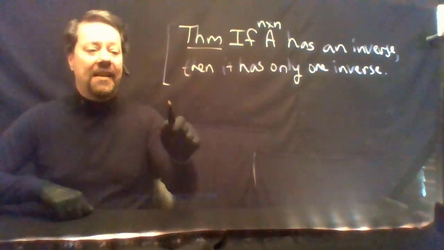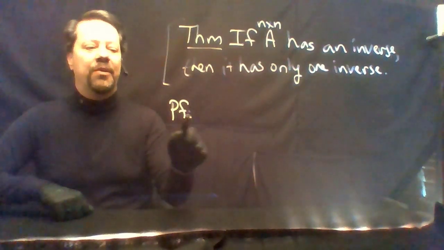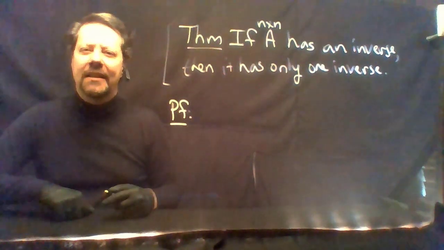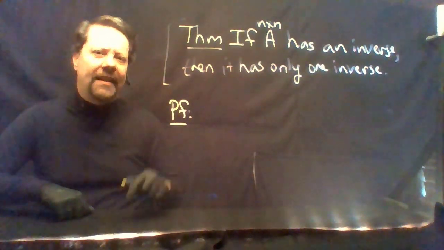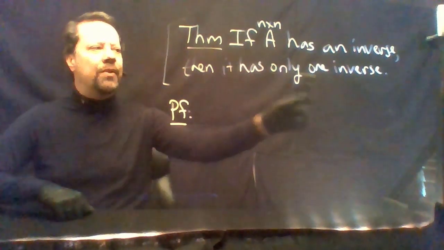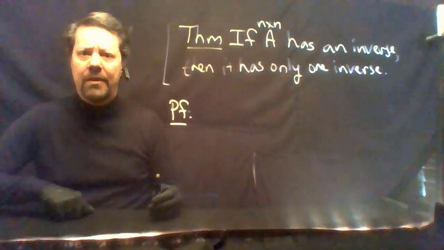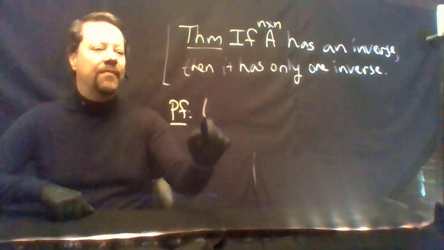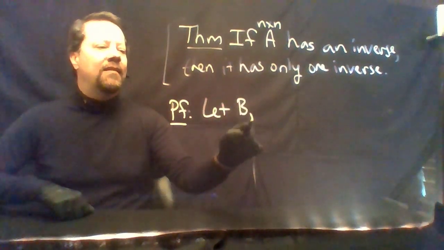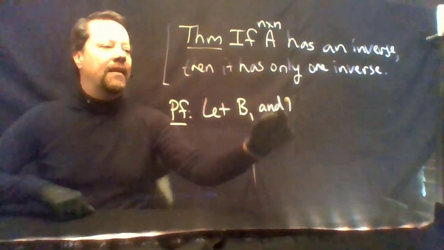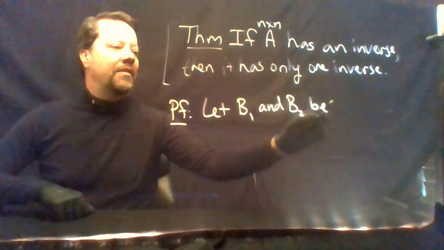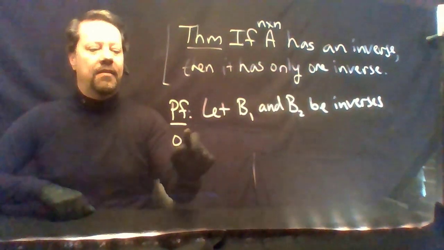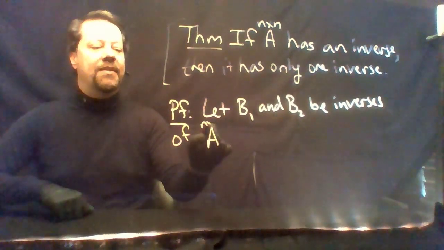This is a classic uniqueness proof. I want you to learn about uniqueness proofs. They go something like this. If you want to prove there's only one of something, assume there are two, and then prove that in fact they must be equal. Let B1 and B2 be inverses of this square matrix A.